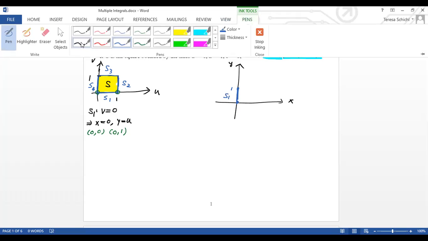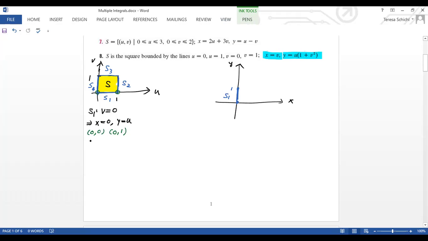Now let's take a look at the next boundary here, S2. Okay, so S2 is here. What does that mean? That means u is equal to what? u is equal to 1. Correct? If u is equal to 1, then plug back to here. So what is x here? x equal to v, and y equal to 1 plus v squared. x equal to v, so I change this one here. So y is equal to 1 plus x squared. So I change it to a curve here, right?